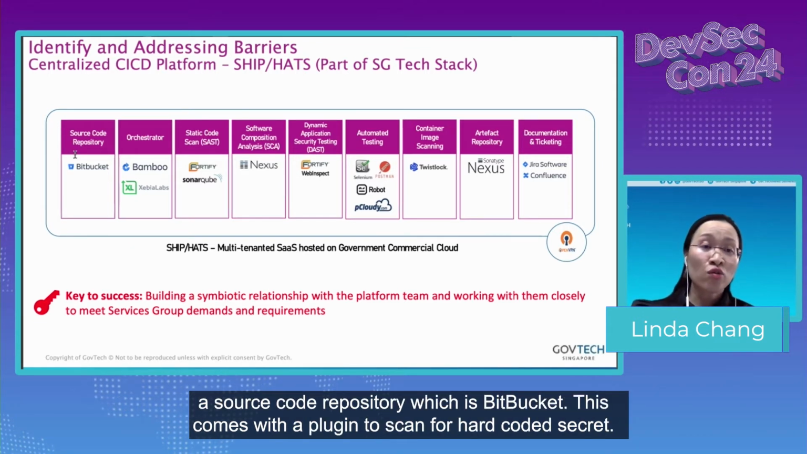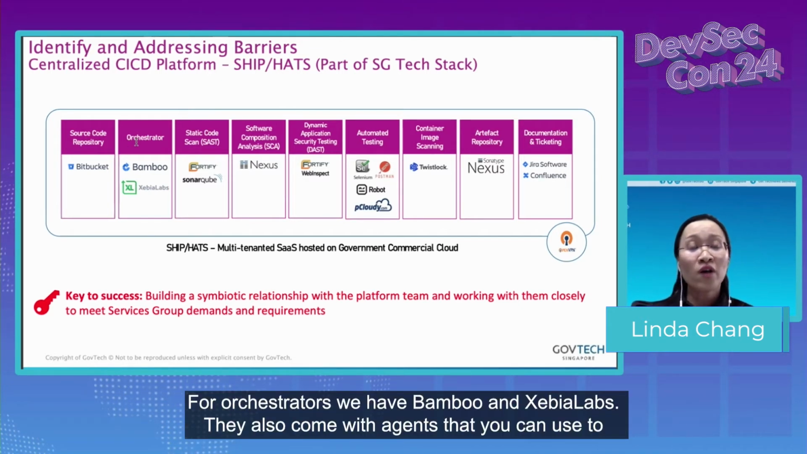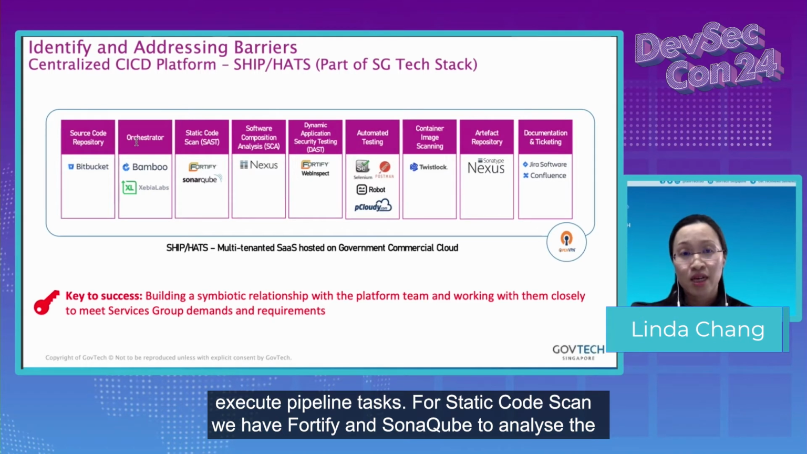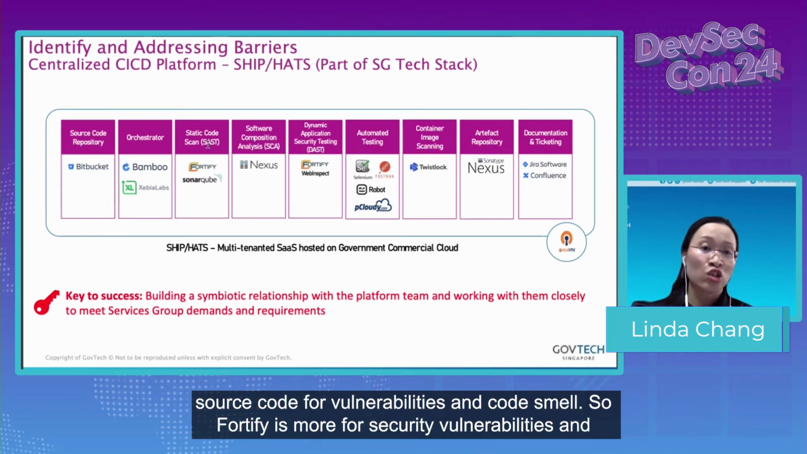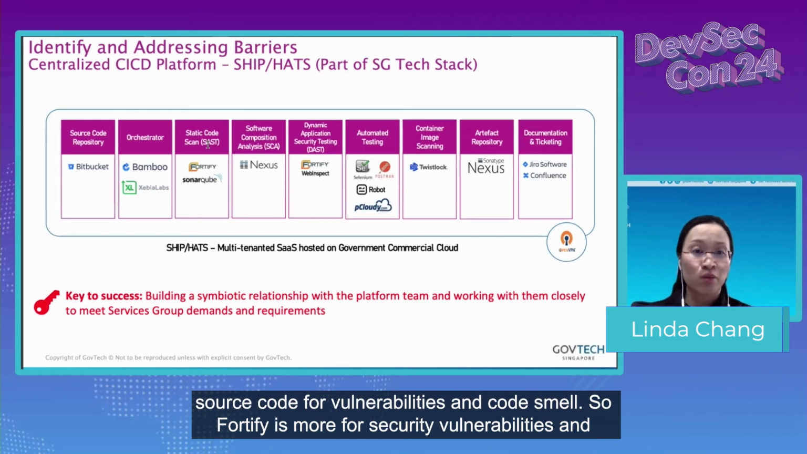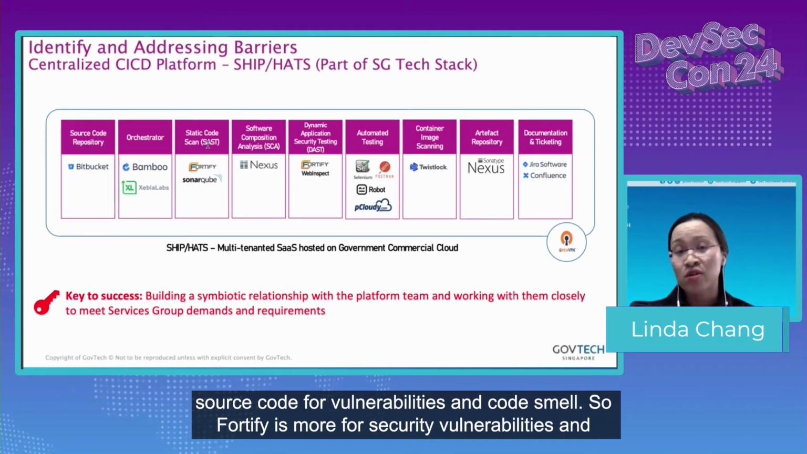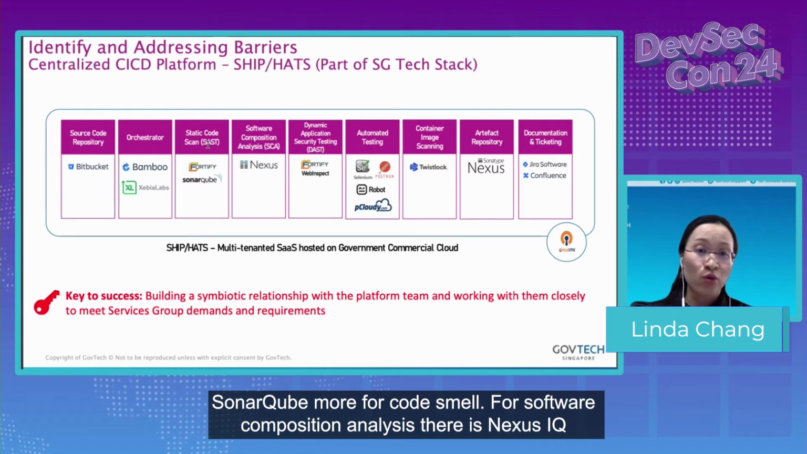There is a source code repository, which is Bitbucket. This comes with a plugin to scan for hard-coded secrets. For orchestrators, we have Bamboo and GitLab. They also come with agents that you can use to execute pipeline tasks. For static code scan, we have Fortify and SonarQube to analyze the source code for vulnerabilities and code smells. Fortify is more for security vulnerabilities, SonarQube more for code smells.